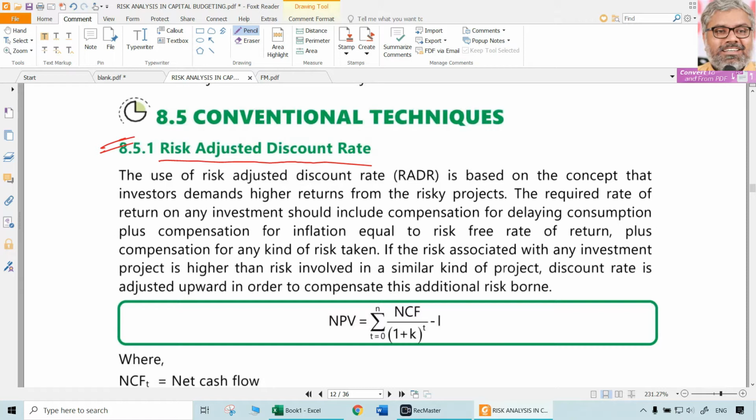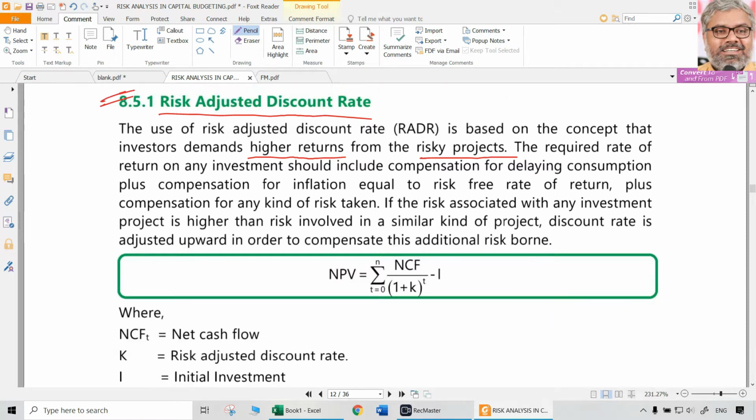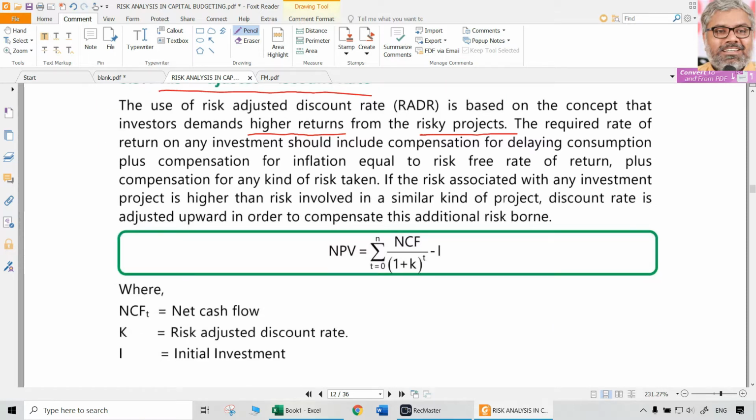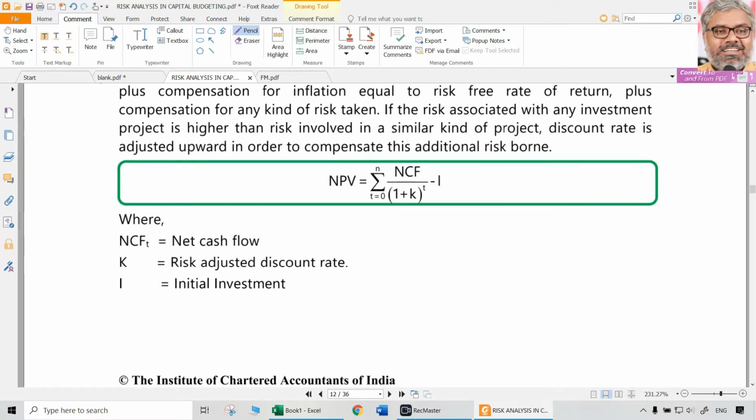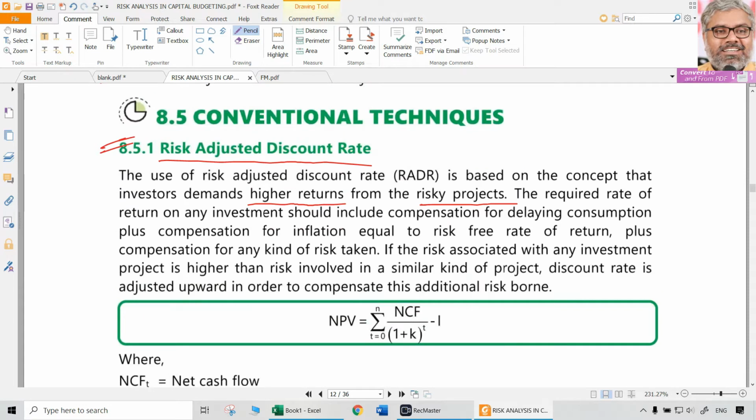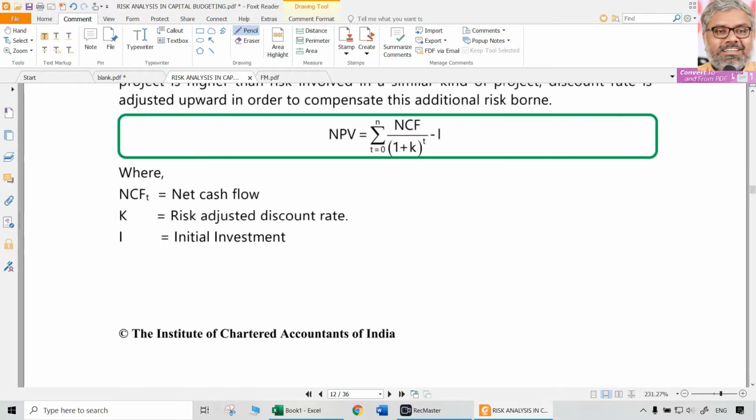It's very simple. What is the logic behind this concept? Naturally, anybody will expect higher returns from risky projects, which means the required rate of return for any project or any investment should be in line with the risk that is involved for a similar kind of project. So discount rate is the main point here. We are talking about a risk adjusted what? Discount rate. So where the change will happen? Only in the discount rate. So less risky project, less discount rate, more risky project, more discount rate.